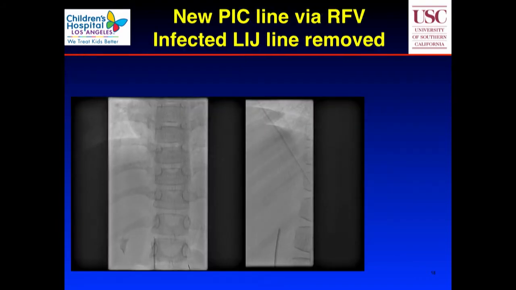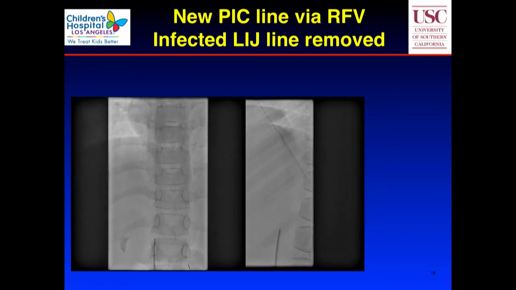And so finally, at this point, remember the kid has an infection. We can't really put a lot of things in there. So basically, we put a new line in there. We removed the old line from the left IJ. So now at least she has a line that we can use to give TPN and give antibiotics. The infected line was removed.